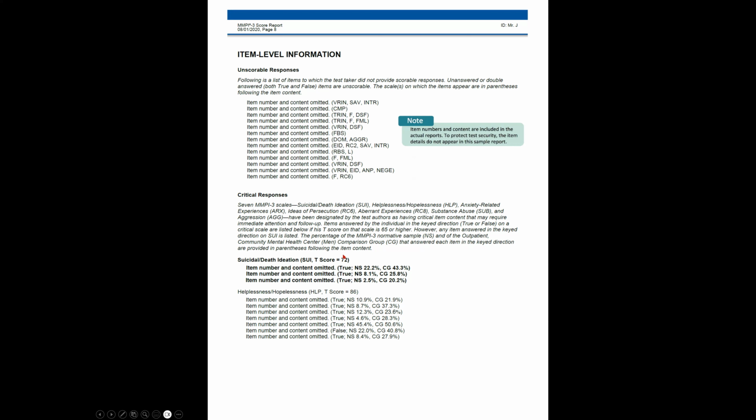So this person with a T-score of 72 on the suicidal death ideation scale responded to 3 of the items on the scale in the key direction. And we can see that the first of these items was answered true. That's an item keyed true by 22% of the normative sample and 43.3% of the comparison group of male mental health outpatients. So we do provide comparison group data at the item level. We're not focusing on that in this presentation, again, for test security reasons.